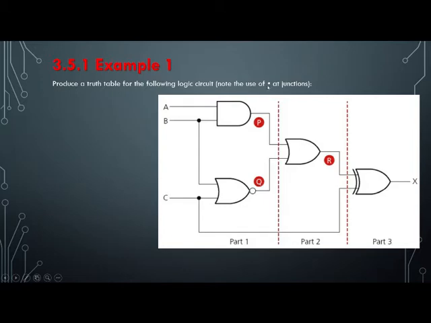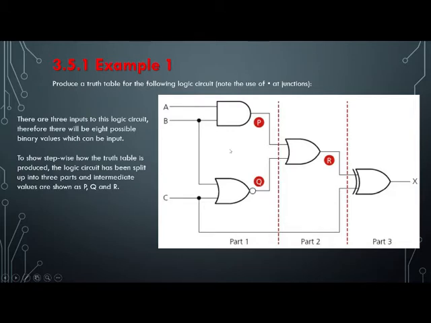Note, we have to use a dot sign at the junctions. So first of all, there are three inputs, A, B, and C. These are the inputs to the logic circuit. Therefore, there are 8 possibilities. We learned that when we have binary inputs, we simply take the 2's power. If we have 3 inputs, we put the 2's power 3 and we will get the answer 8. 2 times 2 is 4, 4 times 2 is 8. So we can say that there are 8 possible binary values which can be input.